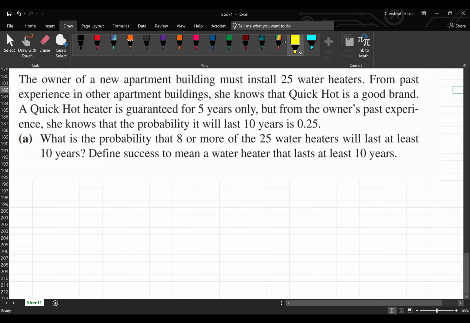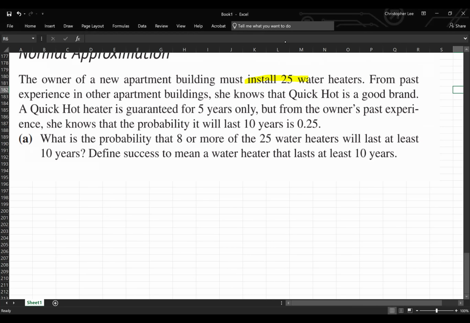So look, we want 25 water heaters. So what do I know? I know that n is 25. Past experience, blah, blah, blah. That's 5 years. Sample size. It's guaranteed for only 5 years, but the probability is okay. So our probability of success, p, is 0.25.